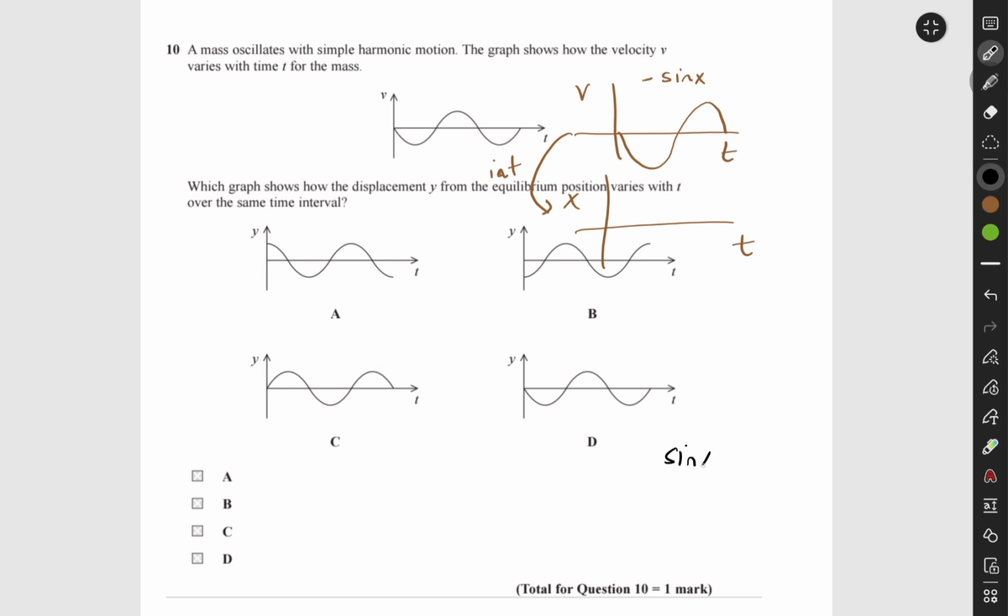You write your diagram again: sine x, minus sine x, cos x, minus cos x. So we are right over here. And we need to integrate, so we need to move in the anti-clockwise direction, and that's going to give us cos x. So the cos x graph looks something like this, and that's going to be A. That's your answer.